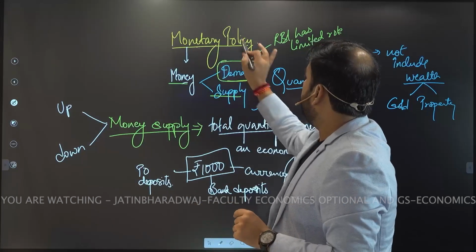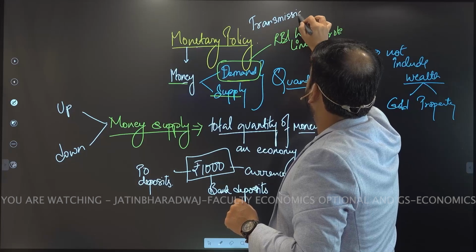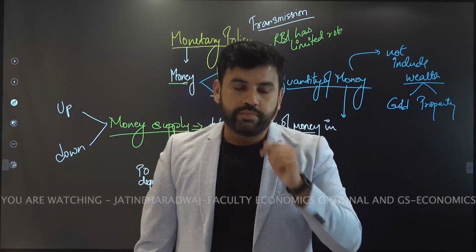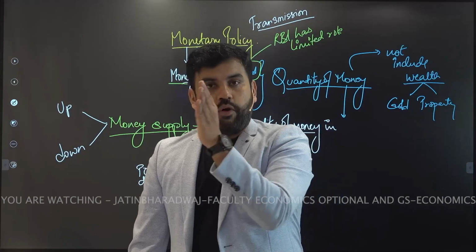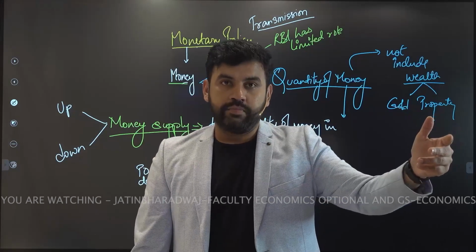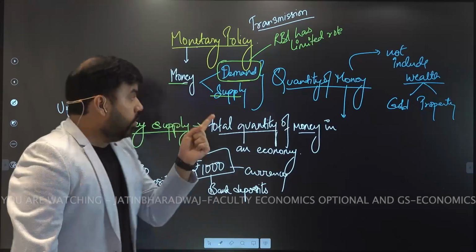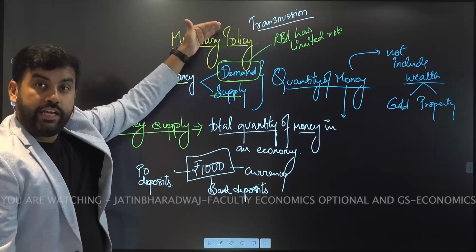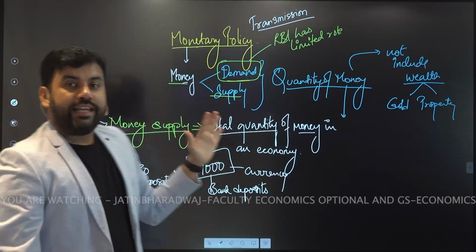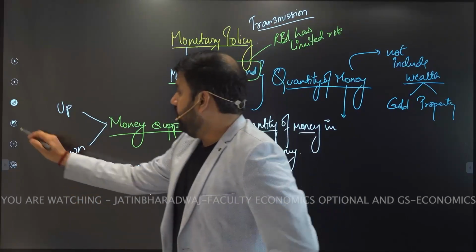Yes, monetary policy transmission. Now from RBI to bank and from bank to customer and gradually to the economy as well. Now, the role of RBI is to change the monetary policy in order to change the overall quantity of money in the economy, and RBI can either increase this quantity or decrease this quantity. Now let's understand this increase and decrease.